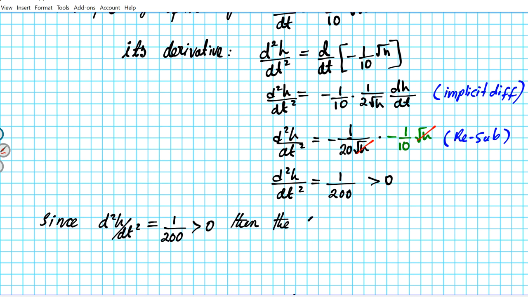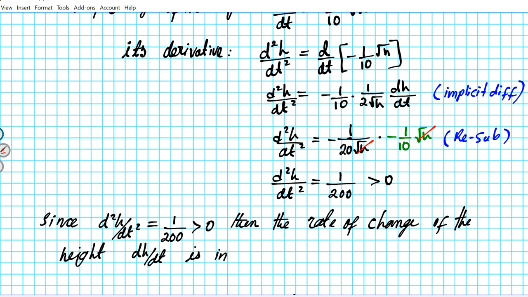Then the rate of change of the height, dh/dt, is doing what? It is increasing when the height is 3 feet. All right, so ladies and gentlemen, there goes your answer to question number 4B.